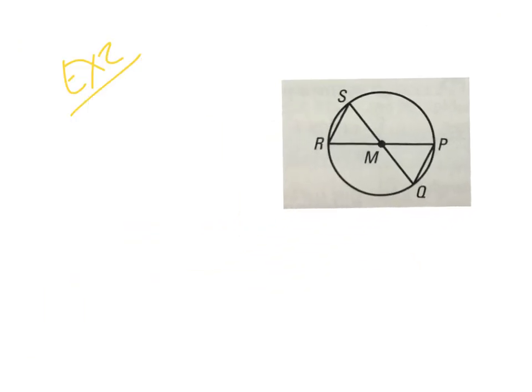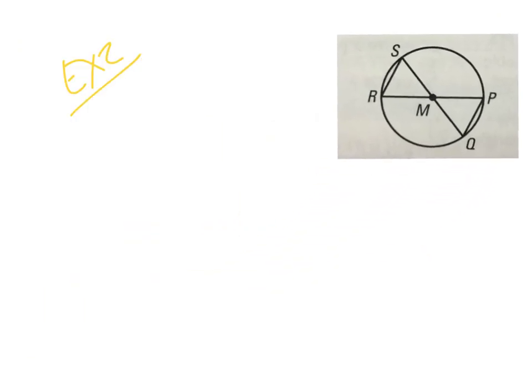So. Okay, that was example 1. Let's look at example 2. We have a funky picture here. All right, so we have a circle, but within this circle, what do you see? We see two triangles. We have this triangle right here and this triangle right here. Right?